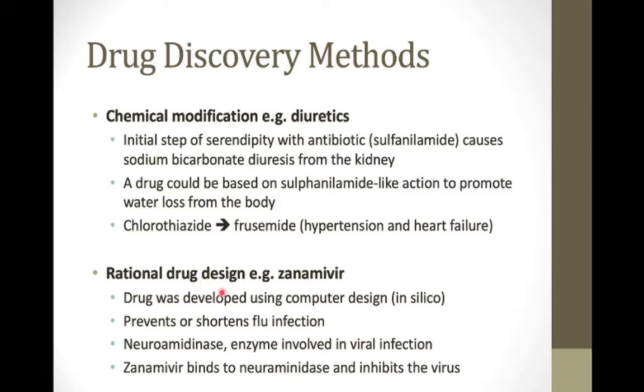We've also got rational drug design. An example for that here we're going to consider is Zanamivir. The rational drug design included computer-aided design, which is using in silico study. What they showed was that they could prevent and shorten flu infection. And when they studied the mechanism of action, what they found was that the neuraminidase enzyme is involved in viral infection. In fact, Zanamivir binds to this neuraminidase and inhibits the virus. So it binds to a pocket within this enzyme and prevents it from replicating.